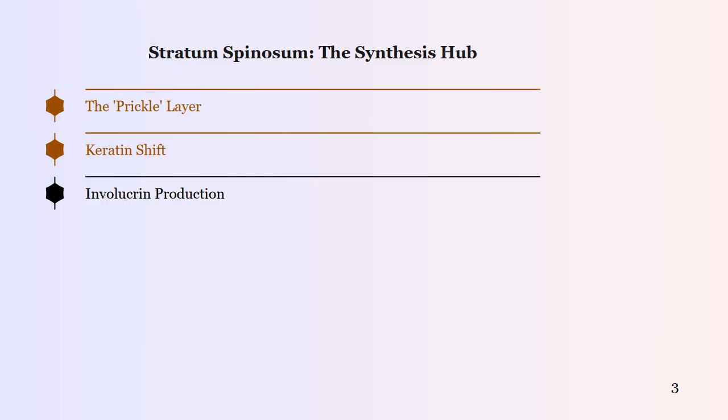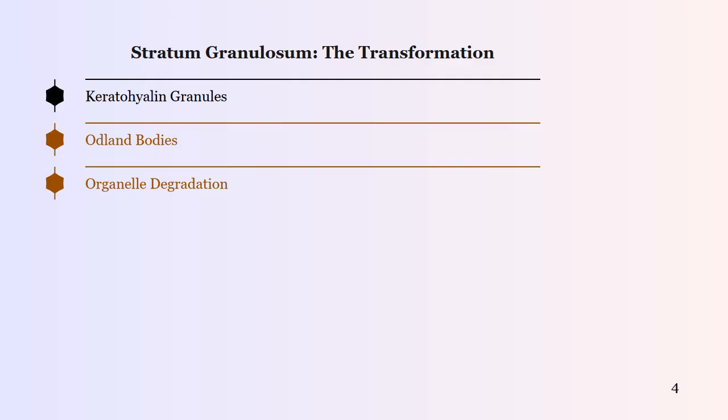Involucrin production. Synthesis of the cornified envelope starts here with the protein involucrin, acting as a scaffold for the cell's future armor. 4. Stratum granulosum, the transformation. Keratohyalin granules: cells fill with dark granules containing profilaggrin, which will later be processed into filaggrin to aggregate keratin filaments.